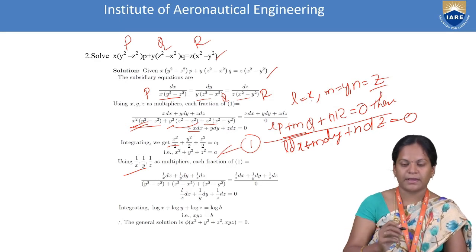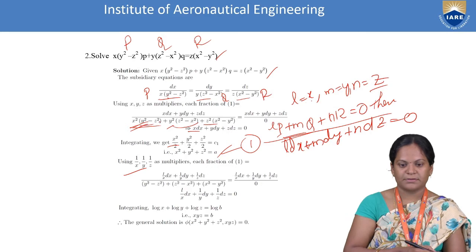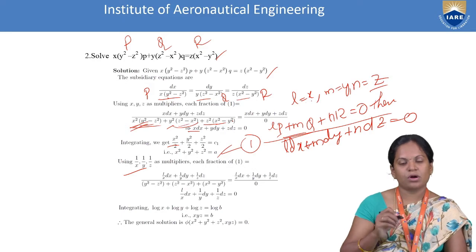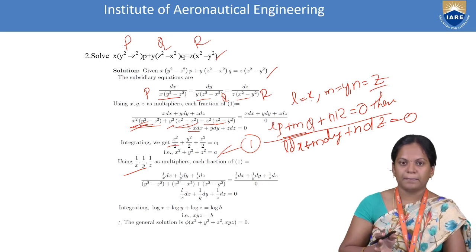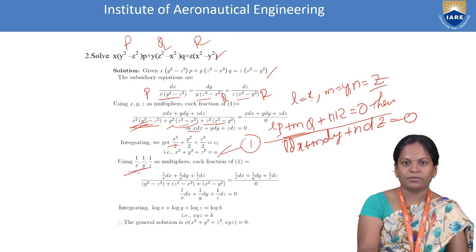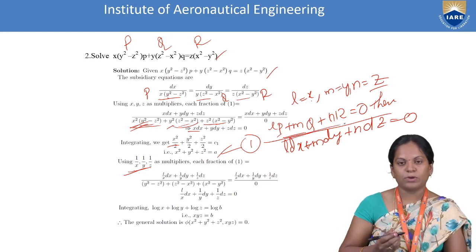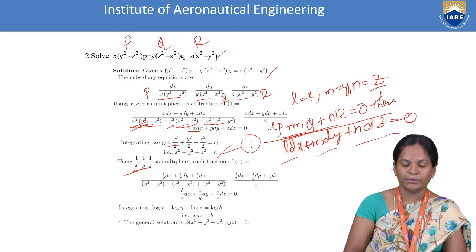If we take L as 1 by x, P is here x into y square minus z square. Numerator x and denominator x both will cancel. We'll get only y square minus z square. Here we have z square minus x square. Here we have x square minus y square. So all the terms will cancel. So that's why I am choosing L as 1 by x, M as 1 by y, N as 1 by z. So I am choosing 1 by x, 1 by y and 1 by z as the multipliers. Then we satisfied the condition LP plus MQ plus NR equal to 0. If it is equal to 0, then L dx plus M dy plus N dz value is equal to 0.